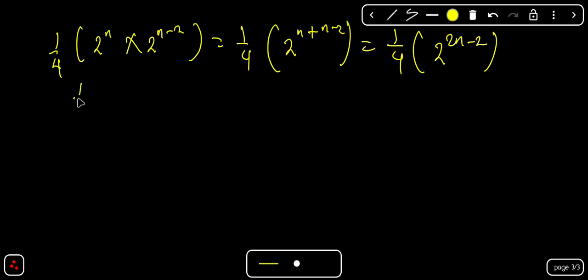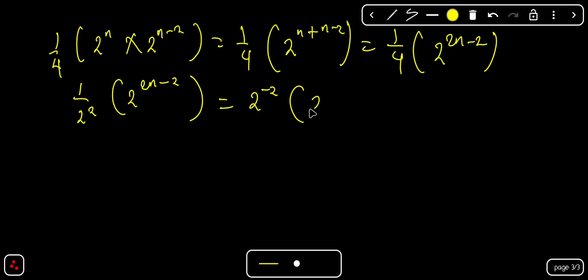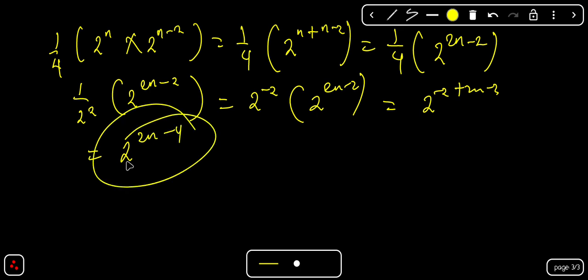So we have 1 over 2 raised to the power of 2 multiplied by 2 raised to the power of 2n minus 2. And then we can write 1 over 2 raised to the power of 2 as 2 raised to the power of negative 2, then multiplied by 2 raised to the power of 2n minus 2. So which will be equal to 2 raised to the power of minus 2, then plus 2n minus 2. And this will give us 2 raised to the power of 2n minus 4. And we have our answer. So that's how you solve this kind of problem.